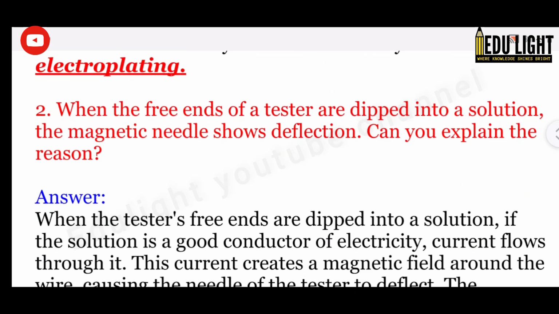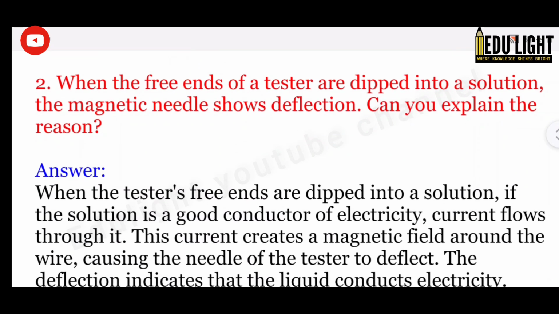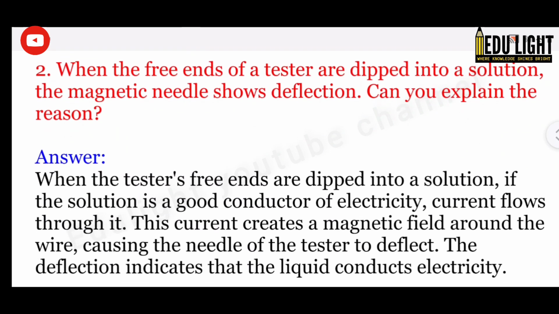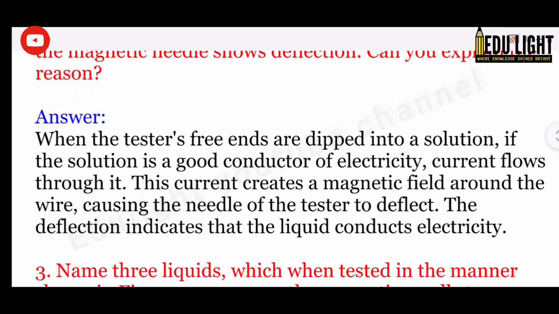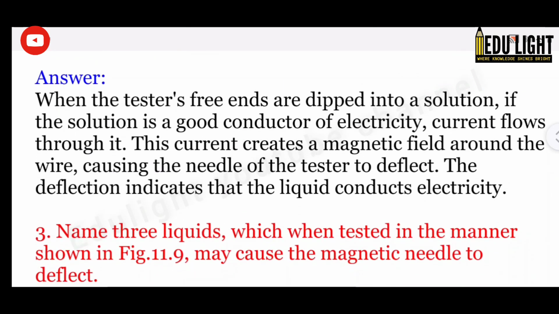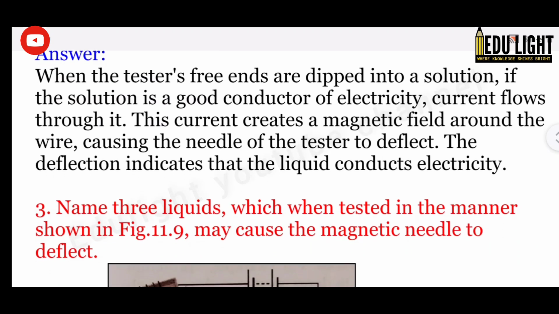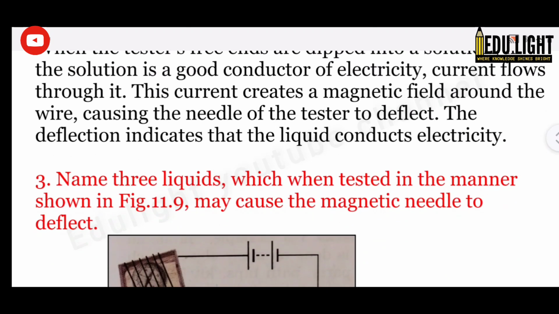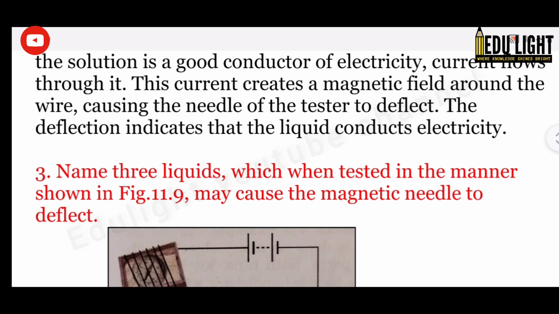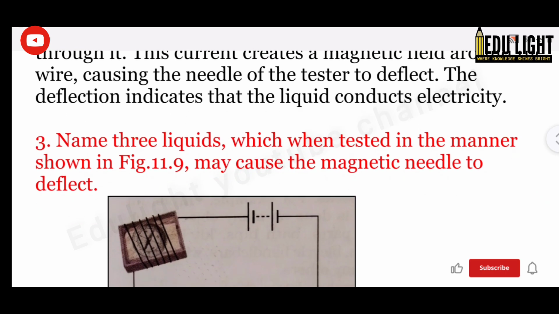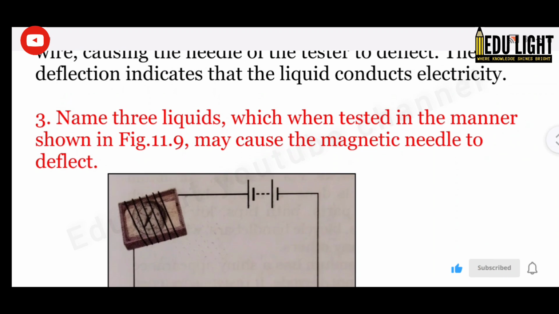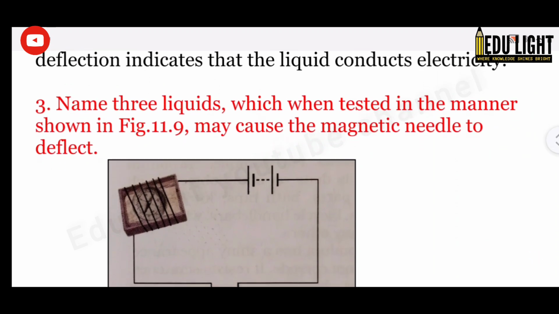When the free ends of a tester are dipped into a solution, the magnetic needle shows deflection. Can you explain the reason? Answer. When the tester's free ends are dipped into a solution, if the solution is a good conductor of electricity, current flows through it. This current creates a magnetic field around the wire, causing the needle of the tester to deflect. The deflection indicates that the liquid conducts electricity.